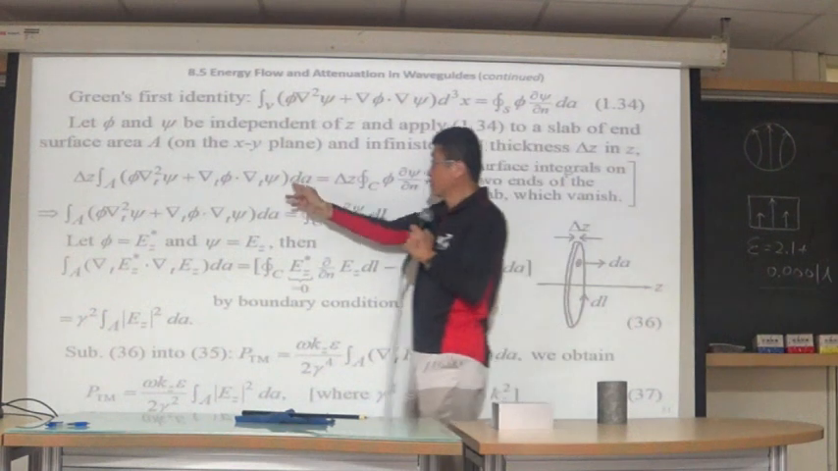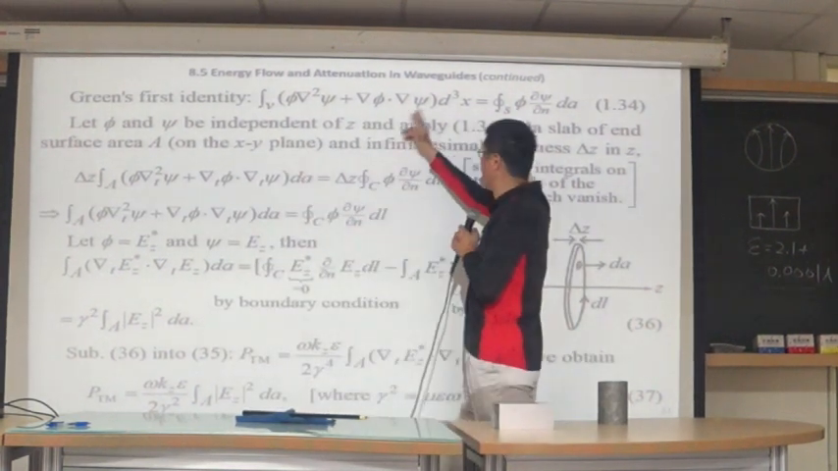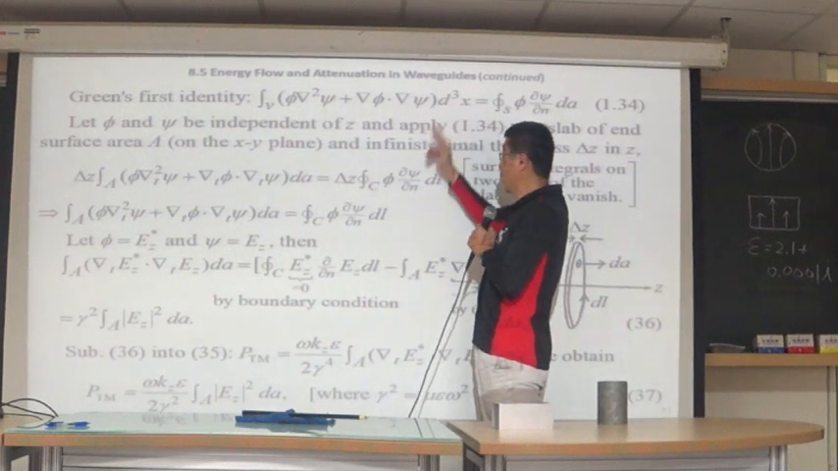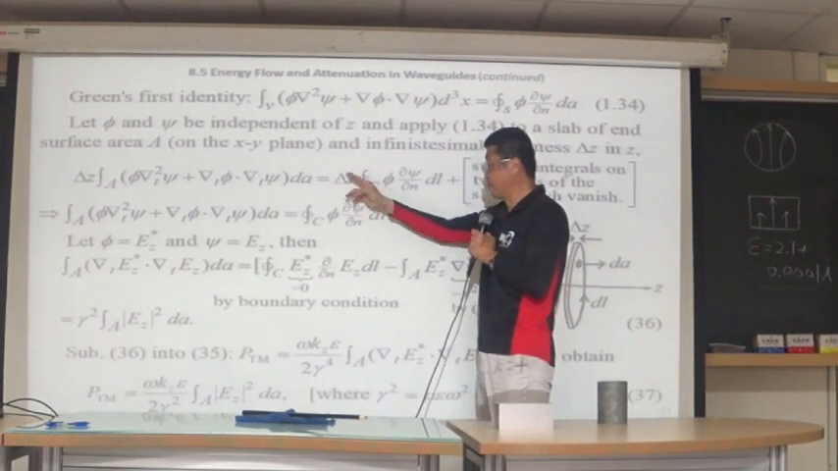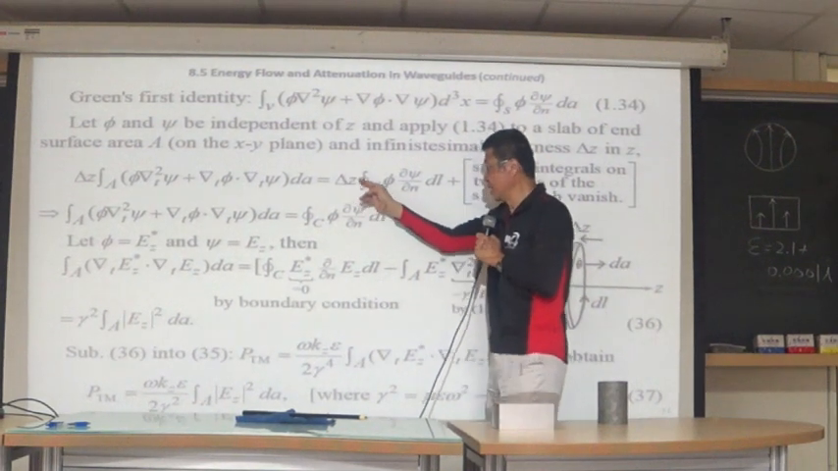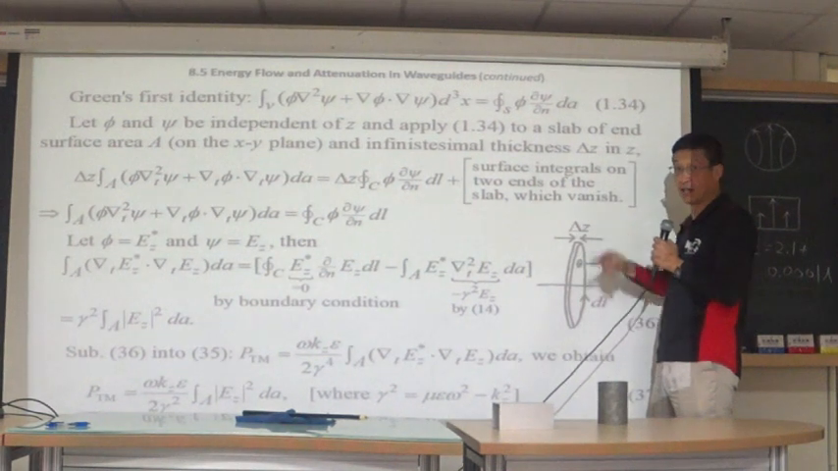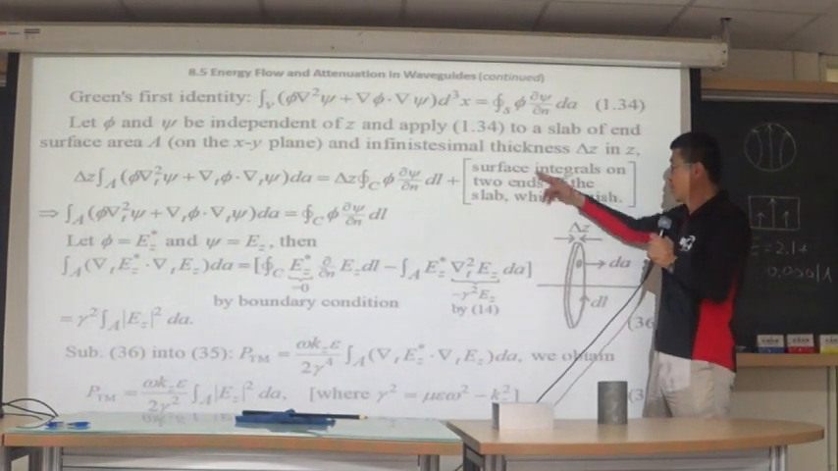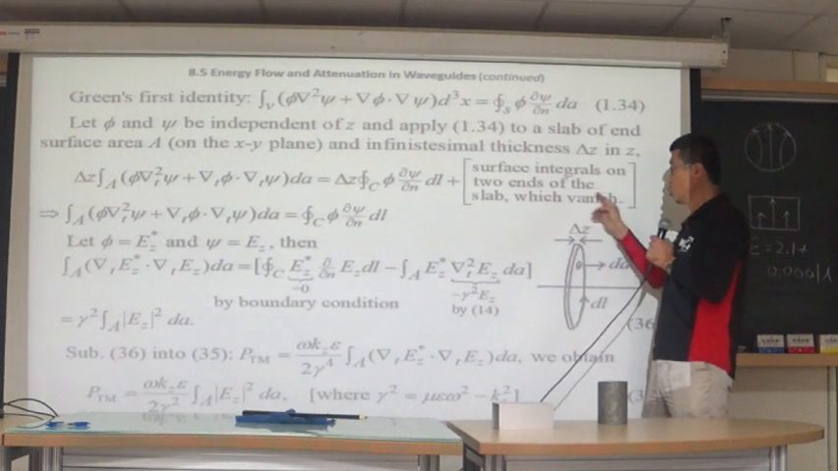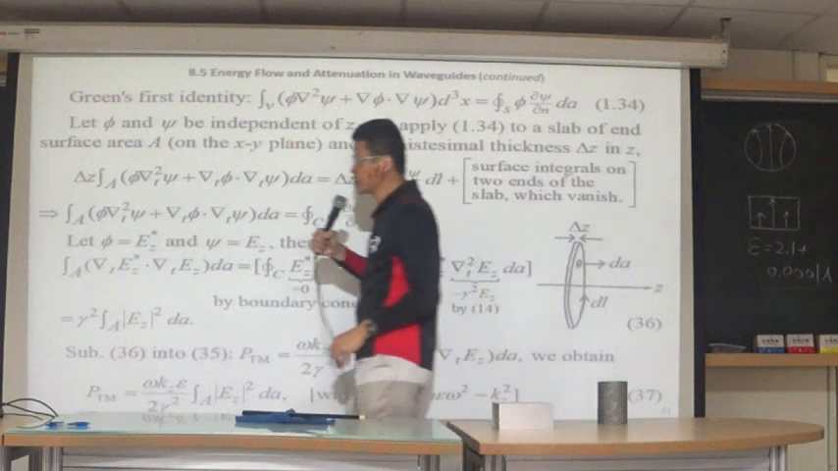So this is the volume integration. And this one, the surface integration, we can simplify into dz times dl, where dl is this one. And then the surface integration on the two ends of the slab. Okay, I will stop here.